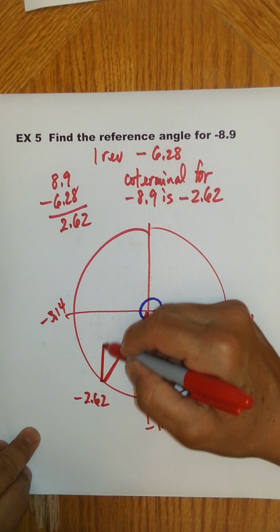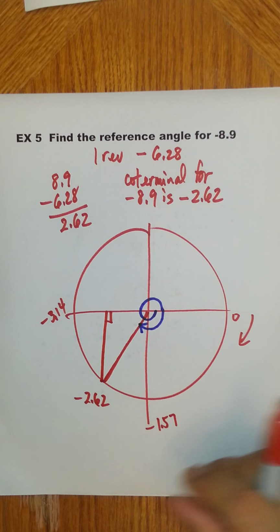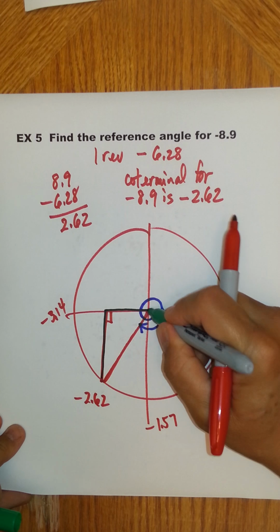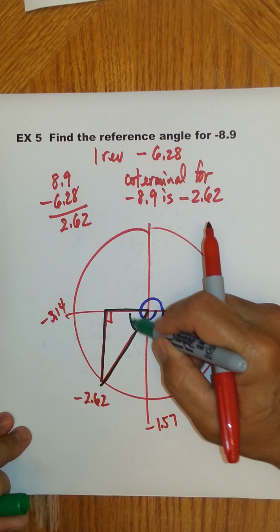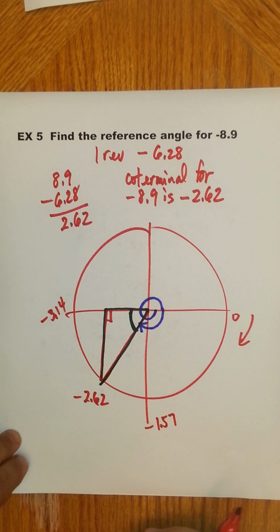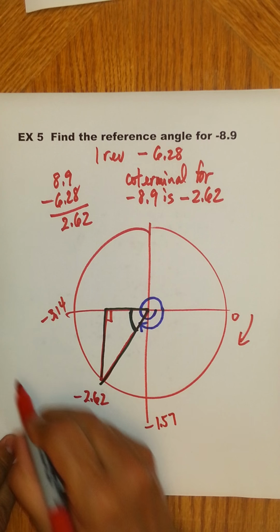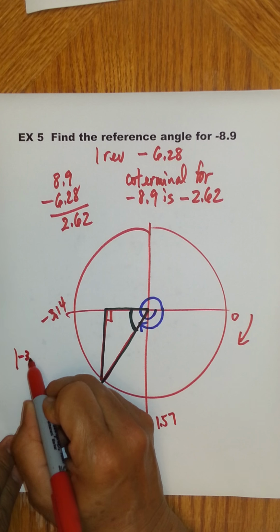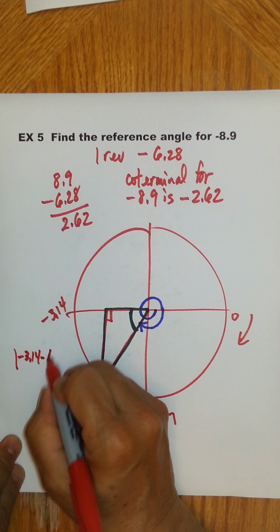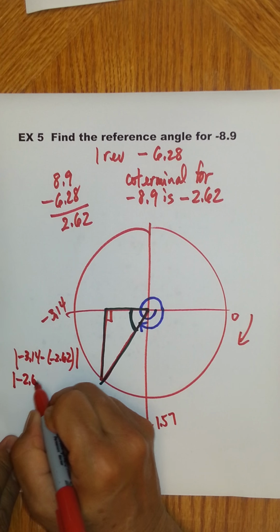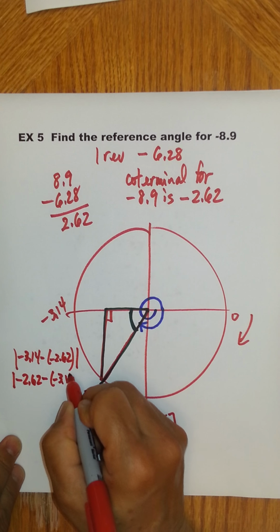But this is where our terminal side of the angle is. We drop to the x-axis, and let's see here. This is our reference triangle, and this is the reference angle that we want right there. So it's actually going to be the difference between negative 3.14 and negative 2.62. And technically, if you want to be really, really precise, if you wanted to work in the negatives, you would do something like this: the absolute value of negative 3.14 minus a negative 2.62, or you could do the other way around, negative 2.62 minus the negative 3.14, right?